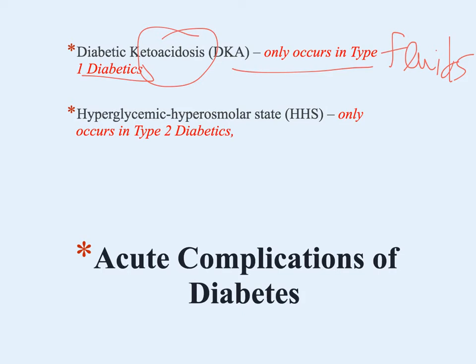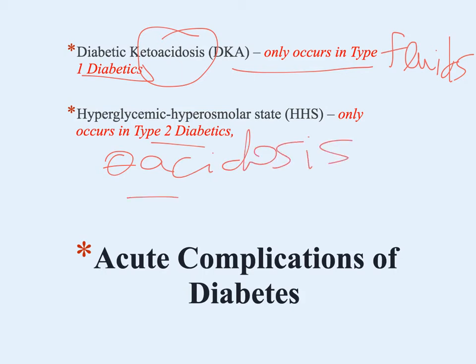Now, the hyperglycemic hyperosmolar state occurs in type 2 diabetes and is similar to diabetic ketoacidosis. However, they don't get acidotic. They essentially present very closely to them. They have high blood sugar levels and they are severely dehydrated, but they are not in a metabolic acidotic state. So no acidosis.